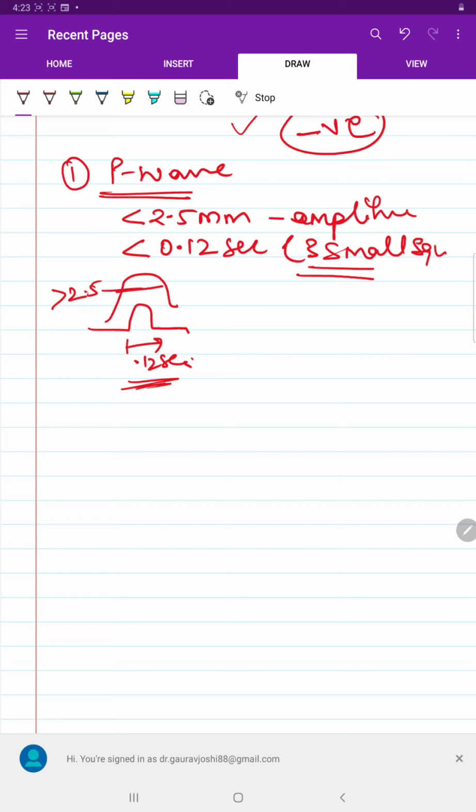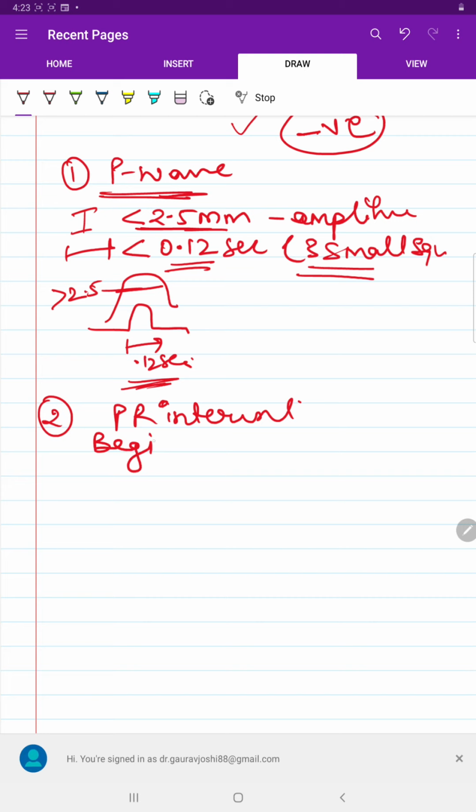So I'm discussing here the normal, so please note down the P wave. Normal is less than 2.5 mm, amplitude means height, and this is duration. Now coming towards another point, PR interval. What is PR interval? It is the beginning of P wave to QRS complex.